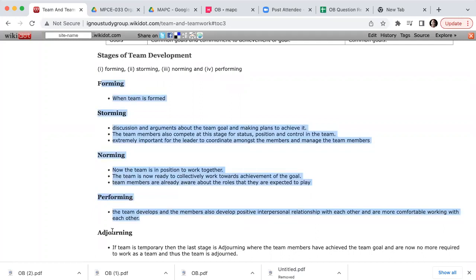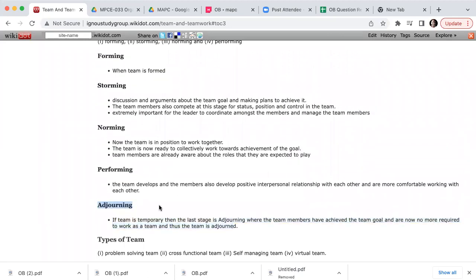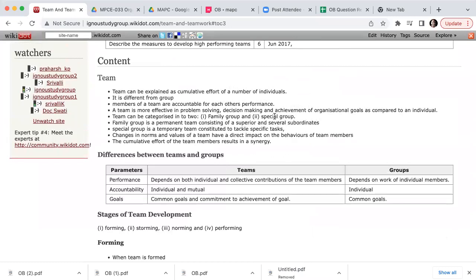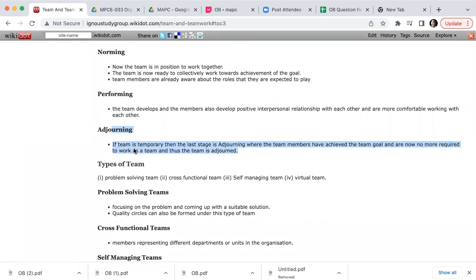There is a fifth stage as well. This generally happens only in the case of temporary teams, where you are adjourning, you are dispersing the team. Now a temporary team is formed, it goes through forming, storming, norming, performing, adjourned, gone, disappeared, right? So these are the five stages. Whereas adjourning might not be a common stage for a permanent team, it is only for a temporary team, right? We talked about a special group, which is a temporary team, it would go through this adjourning as well.